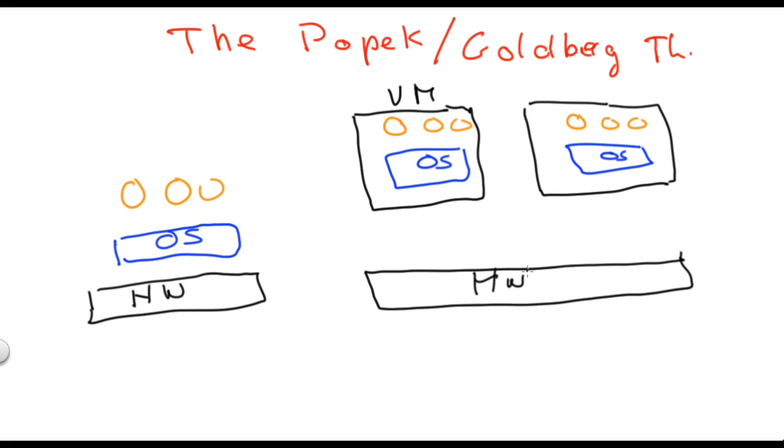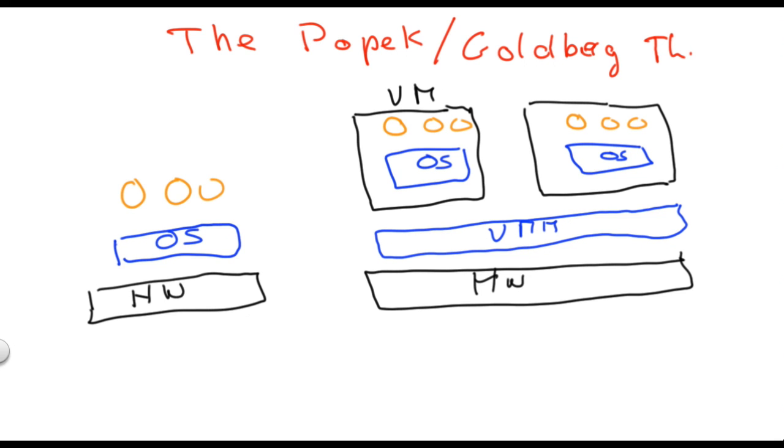Now, how do you actually do that? You need a piece of software that materializes the abstraction of the virtual machine, and that piece of software is conventionally called a virtual machine monitor, sometimes a hypervisor. The way virtual machine monitors have been defined is that they need to meet three fundamental requirements.